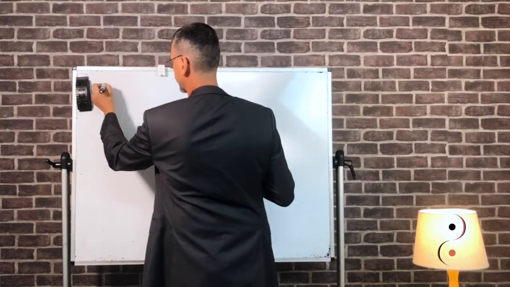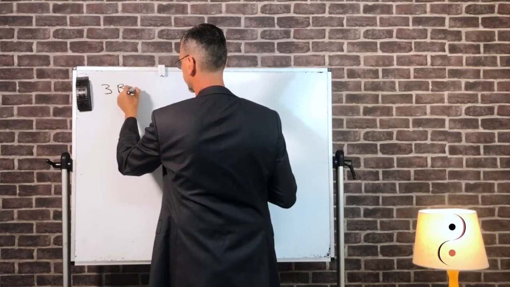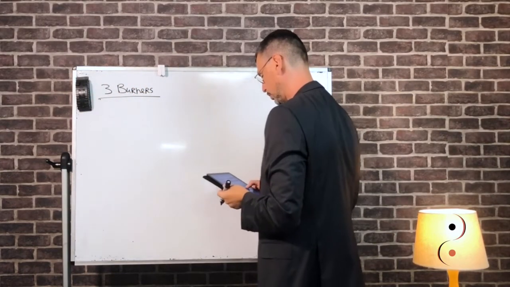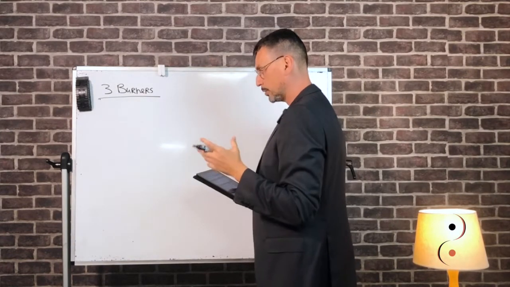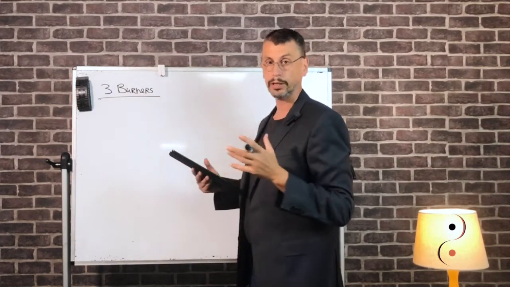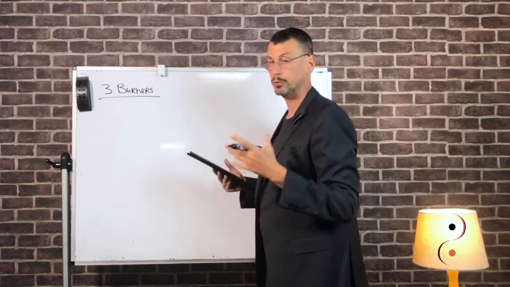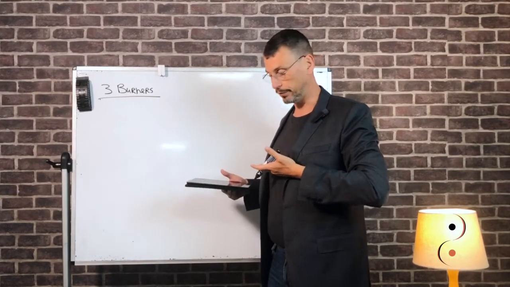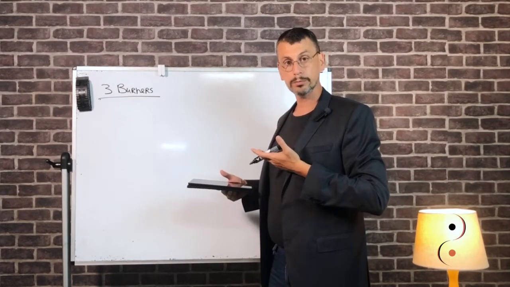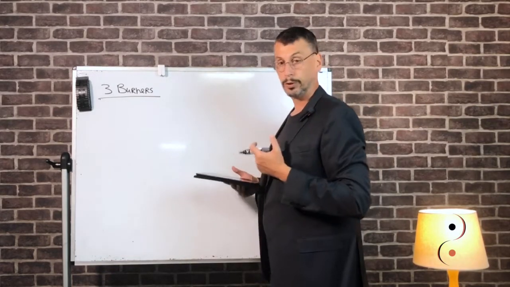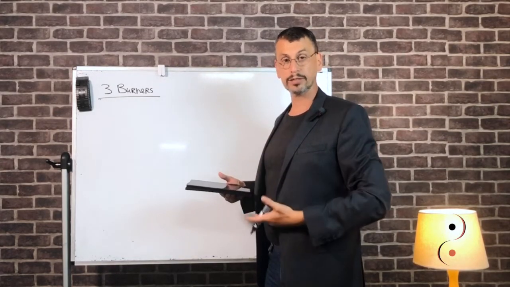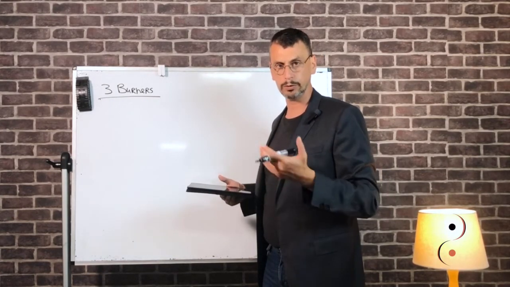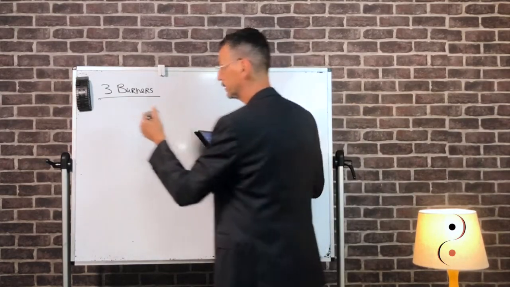Next, we have the 3 burners. The 3 burners divide the human body in 3 levels, which corresponds to heaven, man, and earth. So the upper part of the body, which is above the diaphragm, corresponds to the upper burner. The part between the diaphragm and the navel corresponds to the middle burner, and what is underneath the navel corresponds to the lower burner.